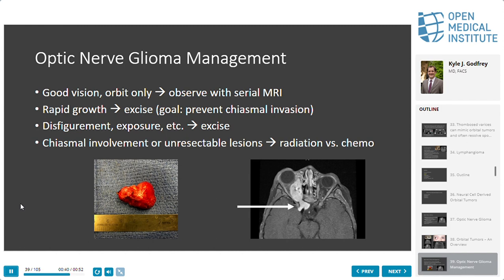And then once they're sort of within the brain, these are going to be treated with chemotherapy and radiation. And this is an example of one that we excised in a patient who had no light perception vision, where the goal was to prevent chiasmal invasion down the line.